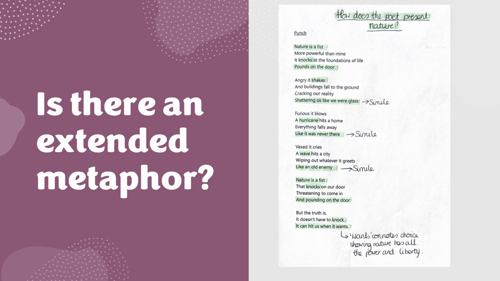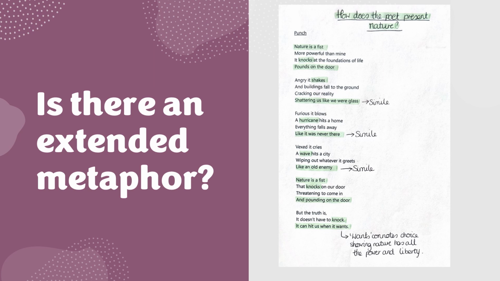Now, remember, it has to go through the entire poem to be an extended metaphor. So you can see where I've highlighted this idea that nature is a fist that is pounding on the door, because it comes up in the first stanza. The idea that it's a fist or that it's quite violent comes up in the second, the third and the fourth stanza. It's repeated again in the fifth stanza and we see it again in that sixth stanza. So I know it's an extended metaphor and I know it's going all the way through the poem.